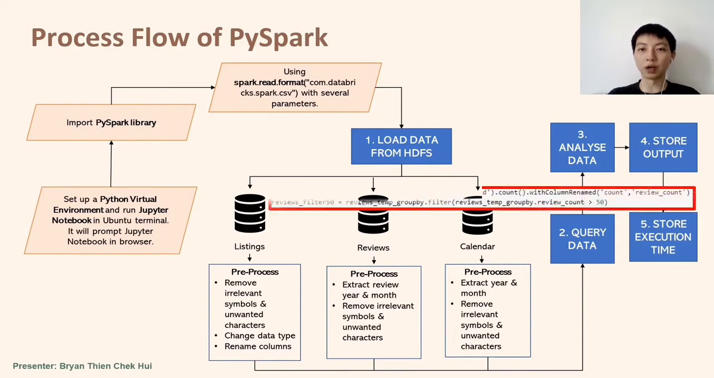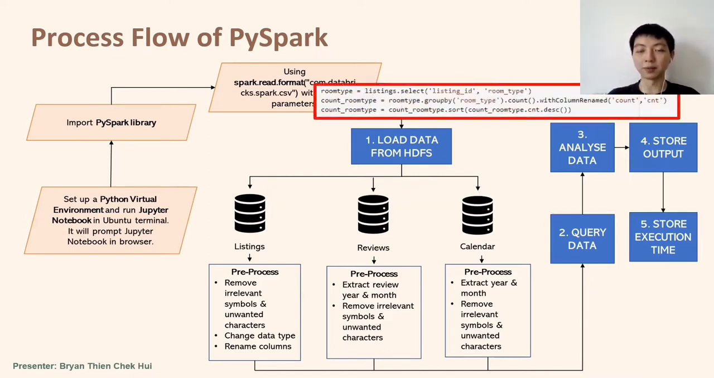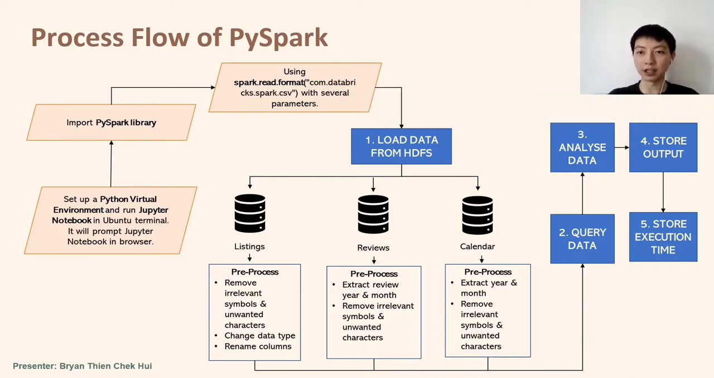So first of all, because we are only interested in listing IDs that have more than 50 reviews, we use this line of code to count and also filter the IDs that have more than 50 reviews, so that we can perform data query accordingly. As for the analysis of data, for example, we want to find the count by each room type. First we can use the group by function to group the room types, and then use the count function to find how many listing IDs contain this specific room type. Then we can sort them by using descending order, store the output to HDFS, and also calculate the execution time at last.